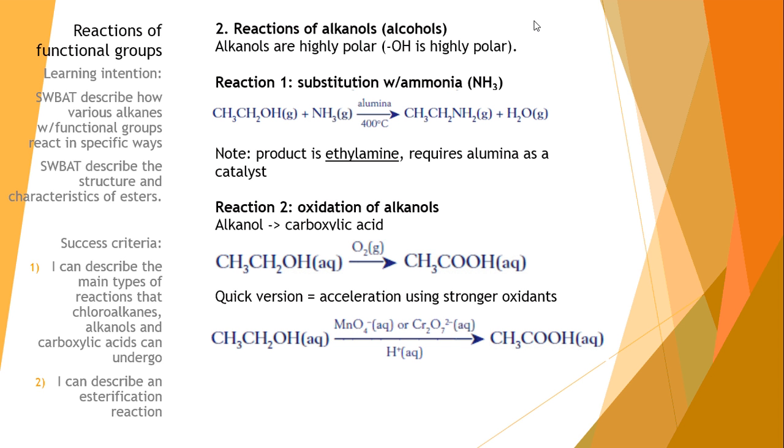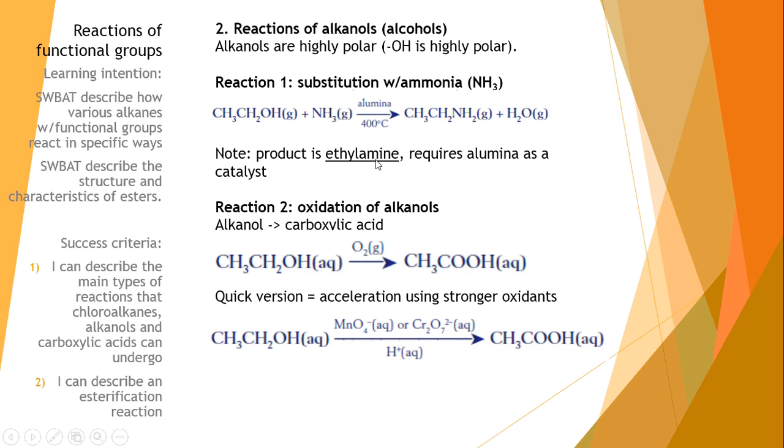So there's two types of reactions that we want to look at for alkanols, and one's a substitution and one is an oxidation. So substitution here is substitution with ammonia, and you can see here the ethanol, there's the OH group making an alcohol, an alkanol group, ethanol, and the ammonia in the presence of alumina and at a temperature of 400 degrees Celsius gives you CH3CH2NH2 gas and water. Okay.